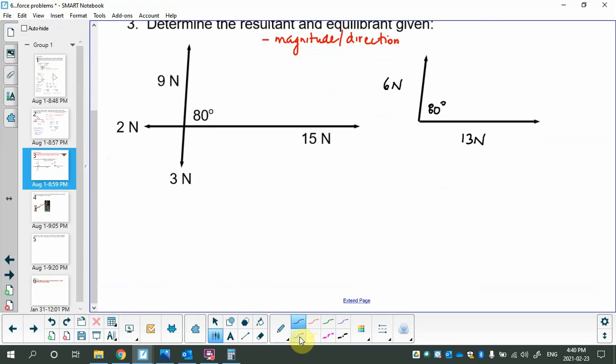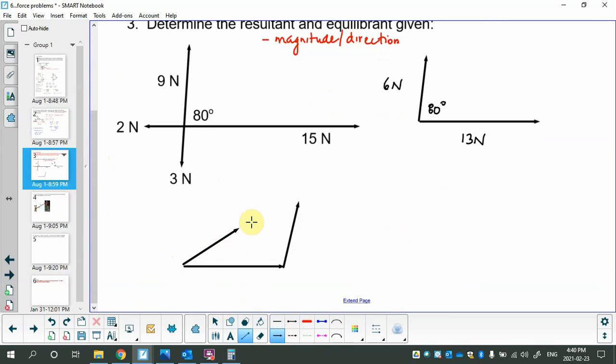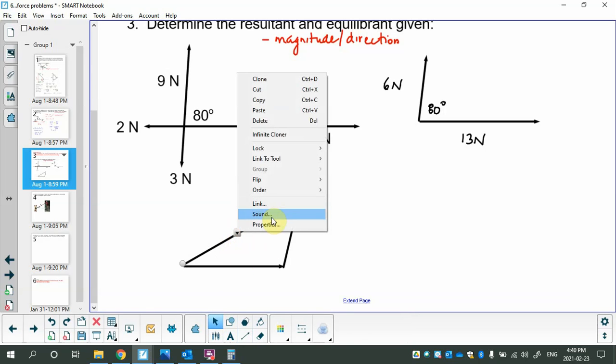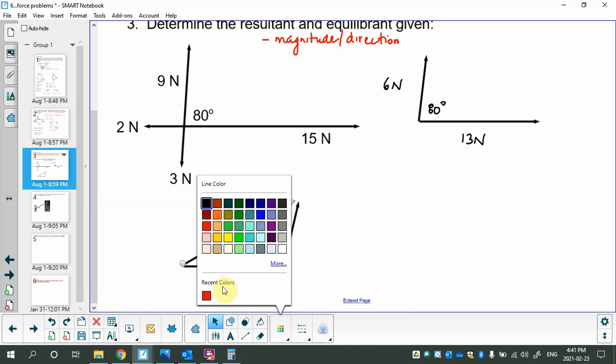So I am going to choose, and it doesn't matter, you have to be specific in your therefore statement. I'm going to choose to lay down my 13 Newton force this way, and then I'm going to add my 6 Newton force this way, and my resultant will be here. So I am going to color my resultant red, like I always have for consistency.